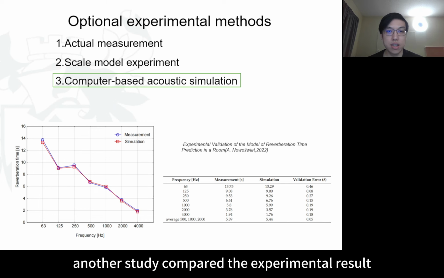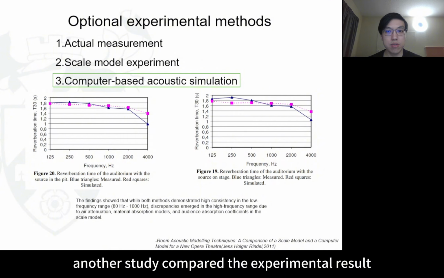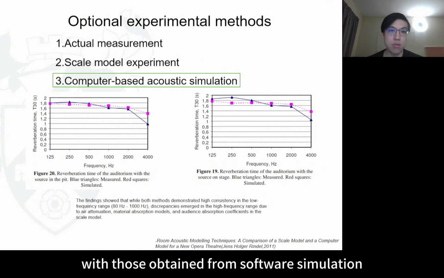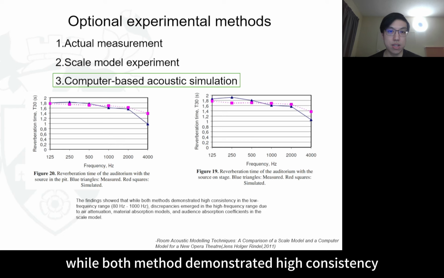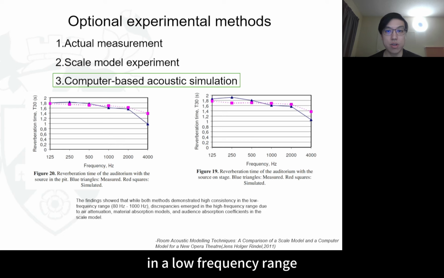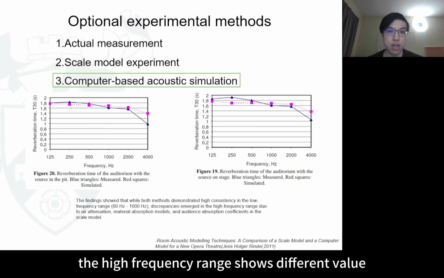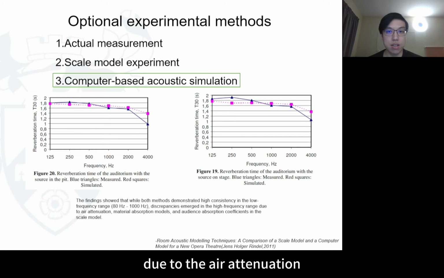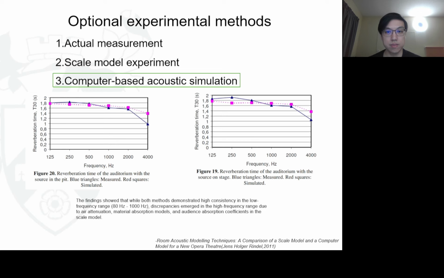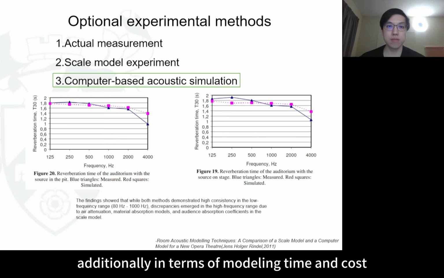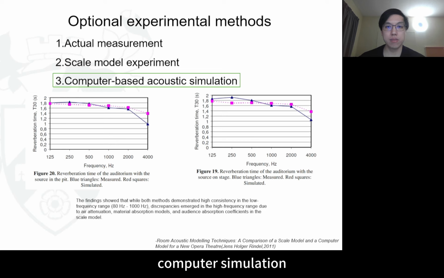In contrast, another study compared the experimental results from scale models with those obtained from software simulation. The findings showed that while both methods demonstrated high consistency in the low frequency range, the high frequency range shows different values due to the air attenuation, material absorption models, and audience absorption coefficients in the scale models. Additionally, in terms of modeling time and cost, computer simulation is more suitable for the initial experiment.